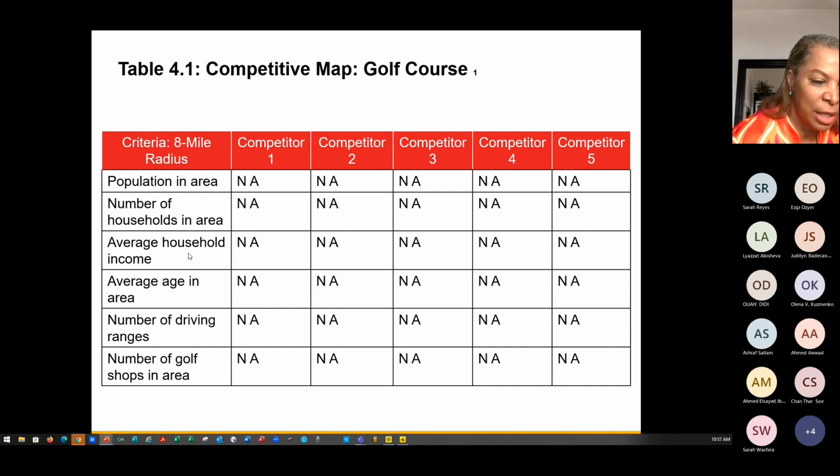Average age, the number of driving ranges. So a competition for a golf course can also be a driving range where you just go to hit balls. You're not doing the 9 holes or the 18 holes, you're just hitting the balls. So that could be competition as well. And the number of golf shops in the area. So sometimes you have a golf course that doesn't have a golf shop. Rare. So you want to identify all this stuff. And then you want to look at all your competition.